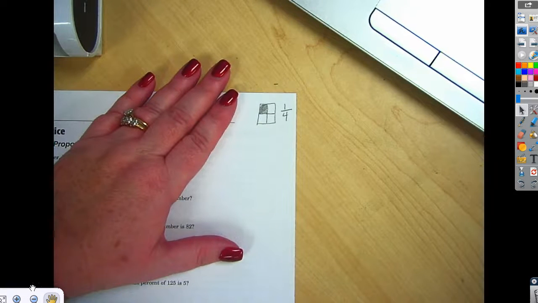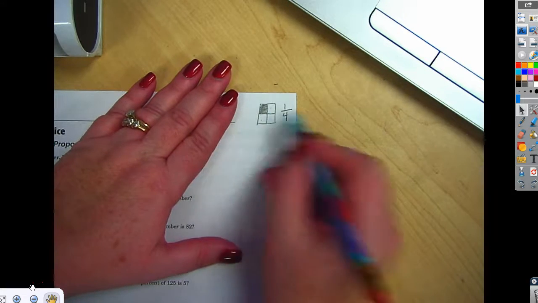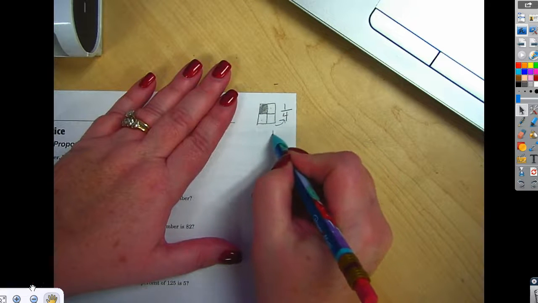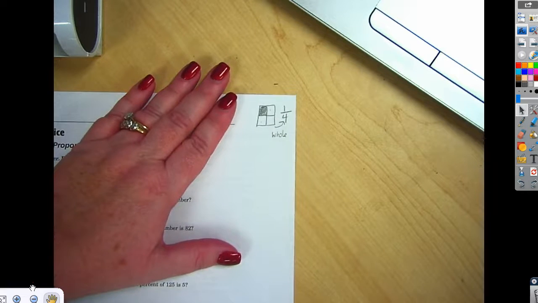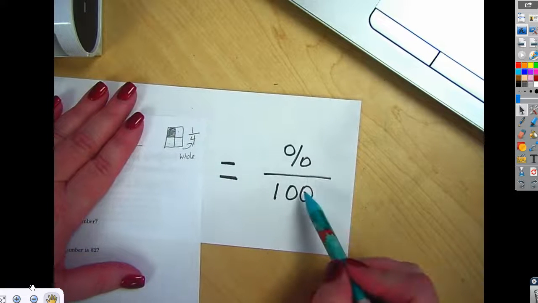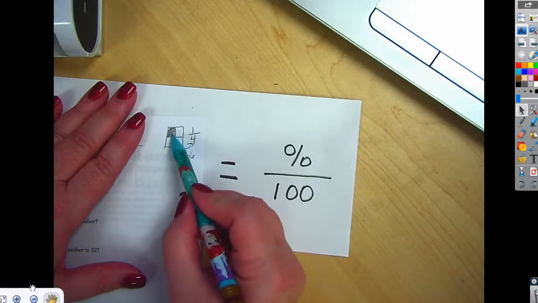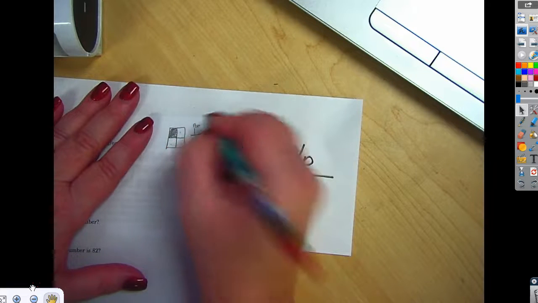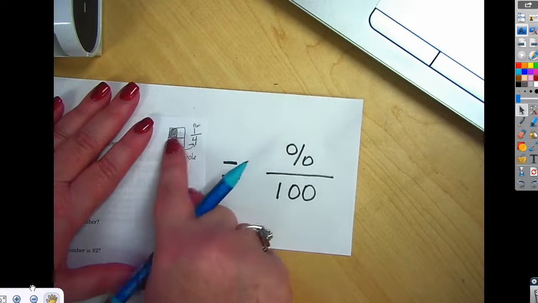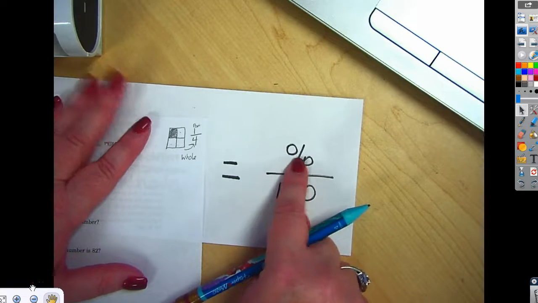So what does that 1/4 mean? What does the 4 mean? There's 4 parts in the whole. That's the whole, right? So 4 parts are the whole. And so the whole in a percent is 100%. We colored in the part. The part that's colored was 1, right? And so the percent that we're talking about is the part.